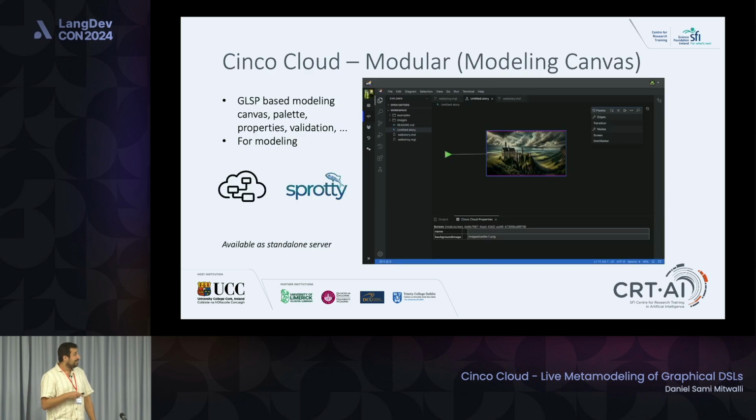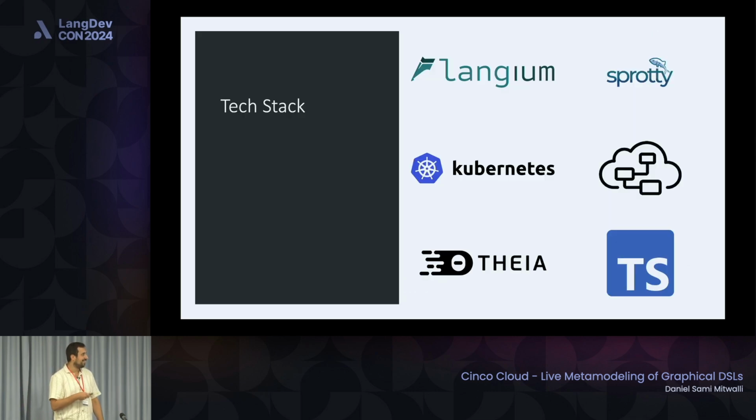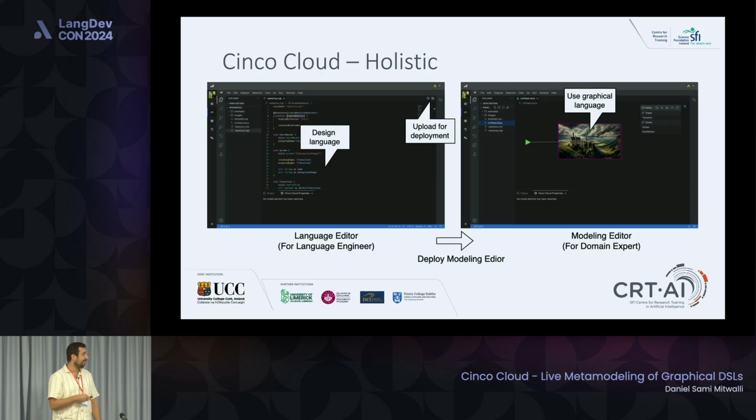And inside this language editor, the 3rd and last module, of course, is the modeling canvas based on GLSP and Sprotty. GLSP uses Sprotty as the graphics engine here for the models. And this, of course, is for modeling using the properties and having a palette. So again, these are technologies that we use under the hood.